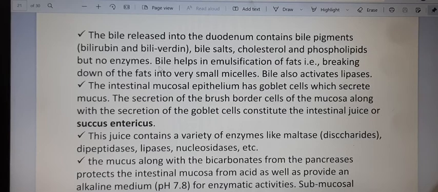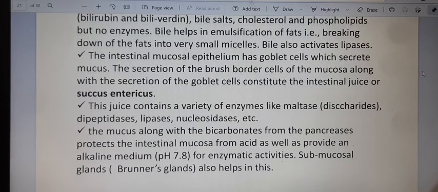The function of bile is that it helps in emulsification of fats. Emulsification of fats is also in your syllabus as a definition. So what is emulsification of fats? It is the breaking down of fats into very small micelles, that is small particles or small droplets of fat. This process of changing big drops of fat into small droplets is called emulsification. Bile also activates lipases. Lipases, as we have seen, are secreted by the pancreas into the small intestine.